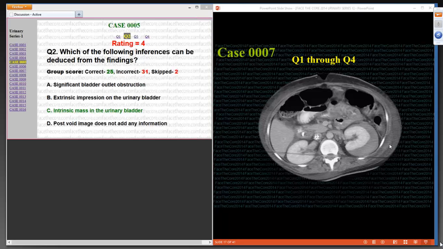Can you point out where the left kidney is being compressed? Yes, if you compare the outline of the kidney, it is almost concave in some areas, whereas the right kidney is nice and plump.